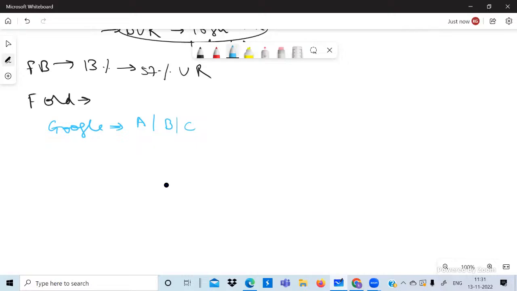Initially, when Google came out with their IPO, if I'm not wrong in 2004, they had only 2 classes of shares, which is A class and B class. A class shares are held by normal investors like you and me, where 1 share is 1 voting right. But B class shares are held by the promoters and the top management.